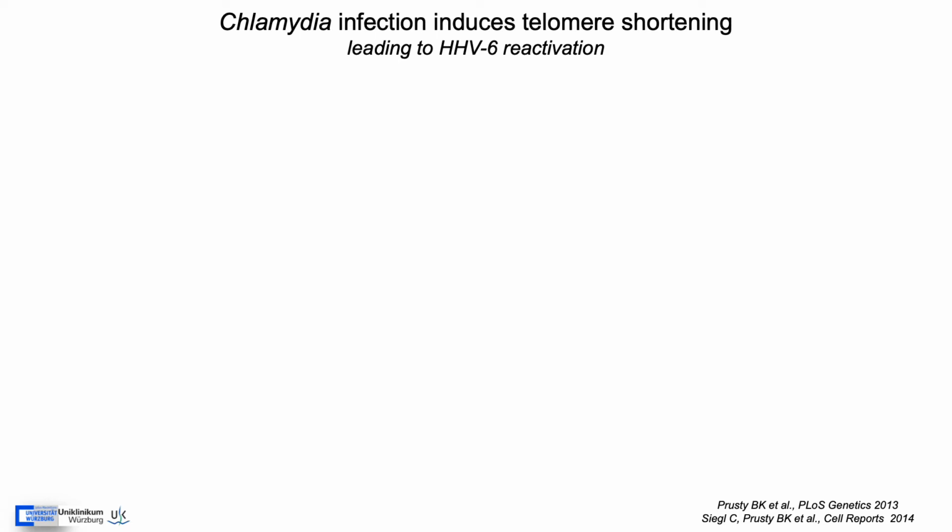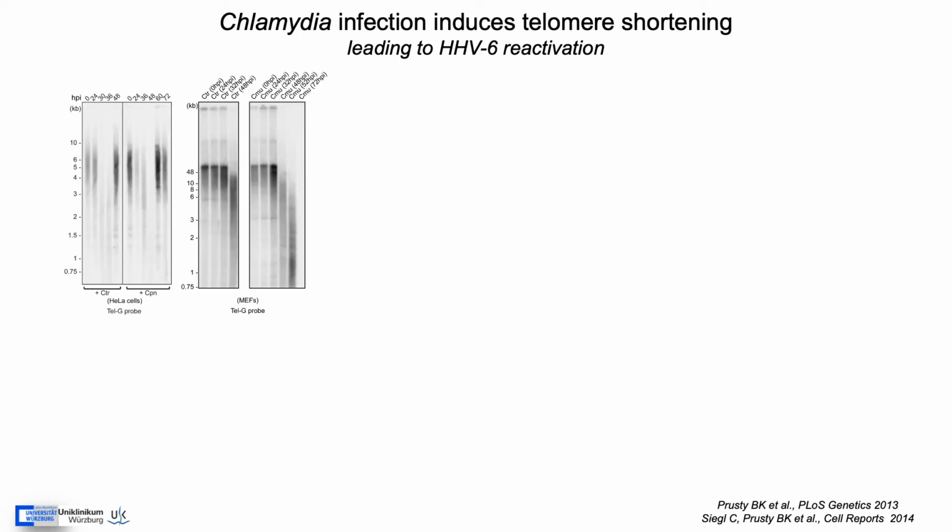During our studies with chlamydia, we observed a very interesting phenomenon. We saw that chlamydia infection induces telomere shortening. In human cells, the telomere shortening is transient and gets repaired within 8 to 10 hours of shortening. Both Chlamydia trachomatis and Chlamydia pneumoniae cause this effect.